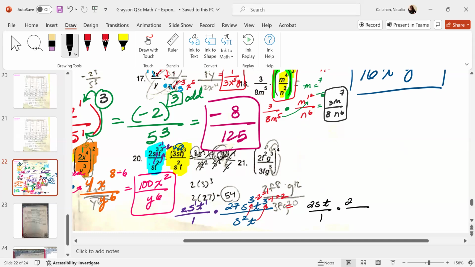When I move everything up, I have a 27. S to the 1 power, T to the 1, oh, T squared, right? Over 1, because there's nothing here anymore. Everything got moved up, right? 2 times 27. You cannot forget the numbers. If you have a variable on top first and the coefficient, like the first numbers in front of the variable, you multiply them together. That's 54.